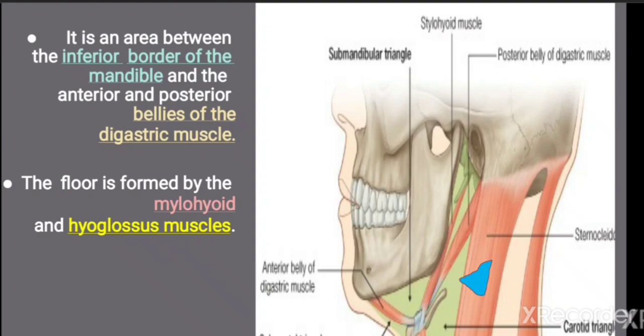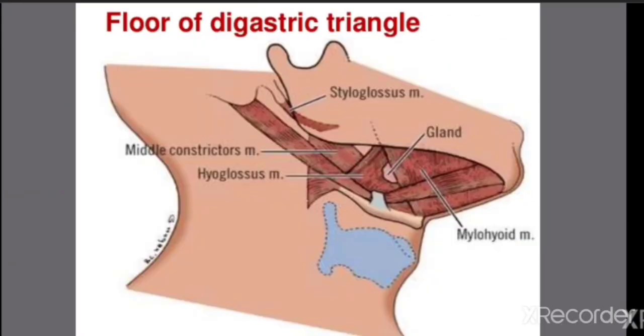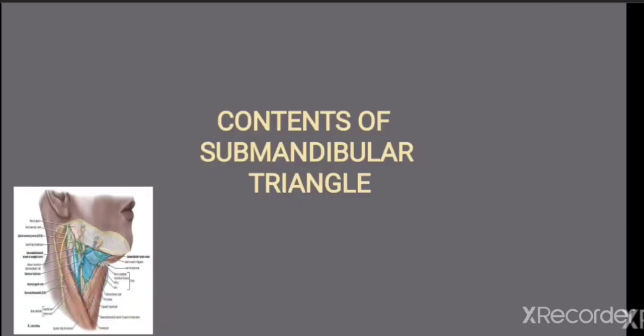Then the floor of this triangle is made up of the mylohyoid and the hyoglossus muscles. Here we can see the floor: this is the mylohyoid on the anterior side, and posteriorly we have the hyoglossus muscle. These muscles are forming the floor.